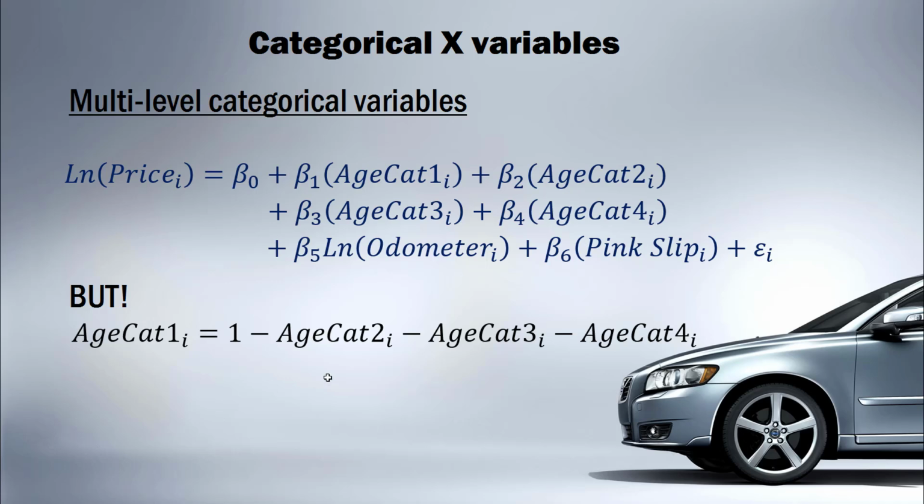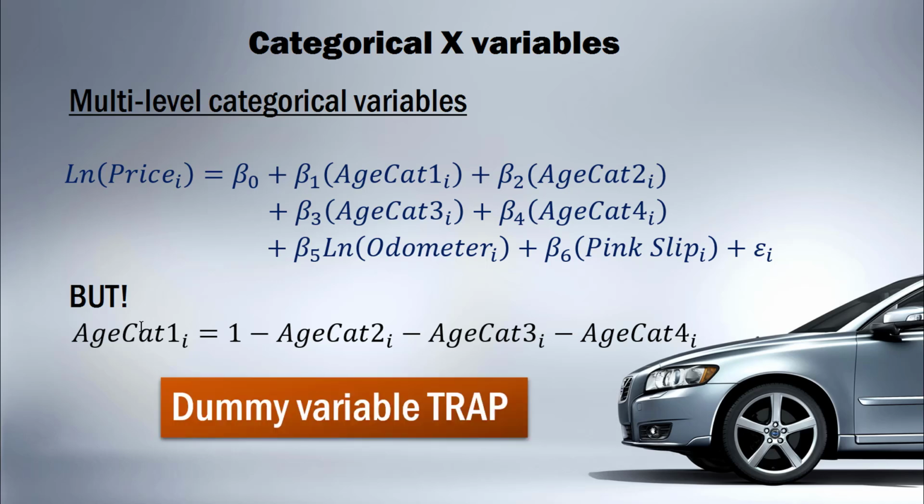And conversely, if I told you that, hey, there's a car that happens to be in age category 2, you'd know immediately that age category 1 must be 0. Now, this is a big problem, and it's known as the dummy variable trap. And it implies that we can't actually include all 4 of these categories into our model. Now, the statistical reason why we can't do this is that age category 1, when phrased like this, does not add any unique information into our regression model.